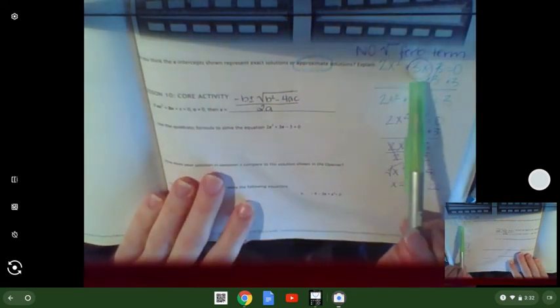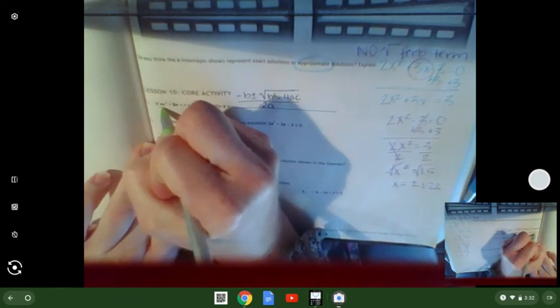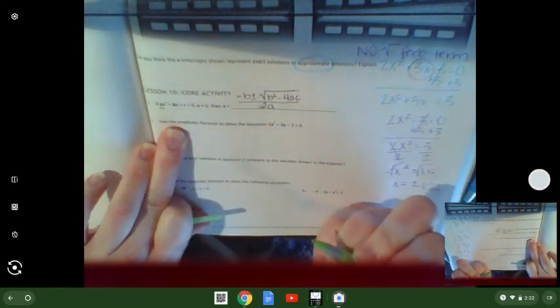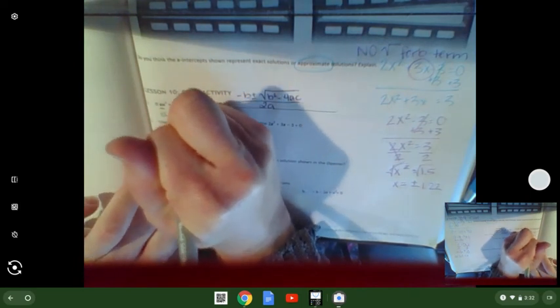Okay, so here's where we see why we call this number in front of x the B term. A, you notice all the way over here on the left, is the number in front of x squared. A just represents the number in front of x squared.